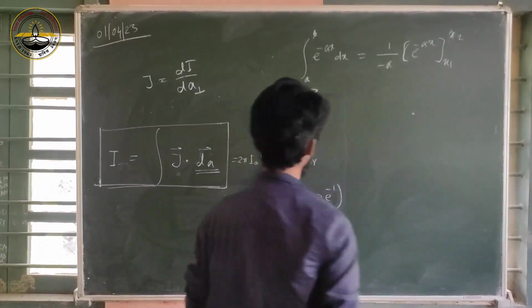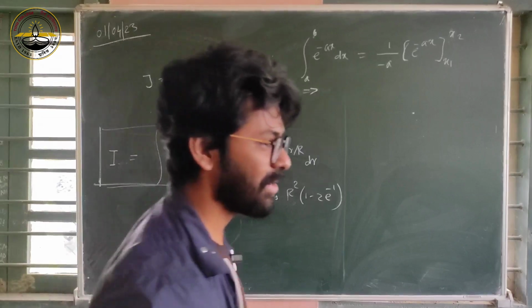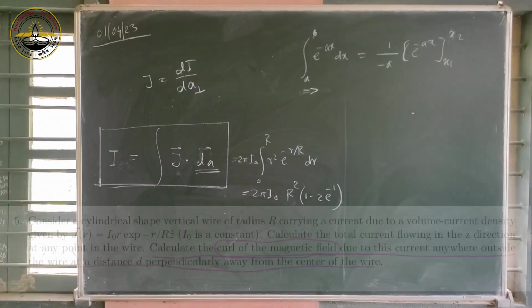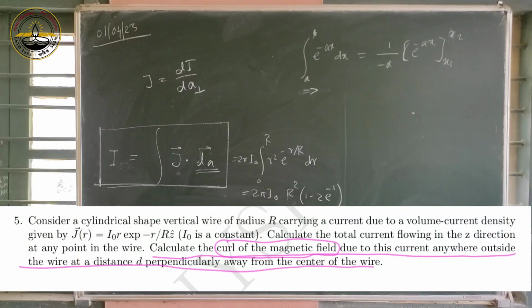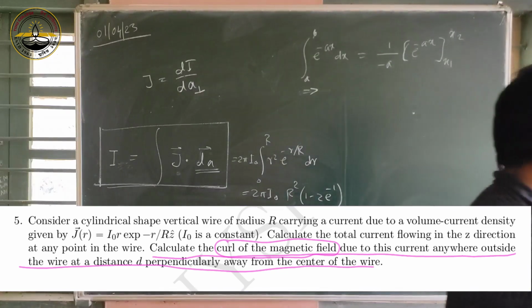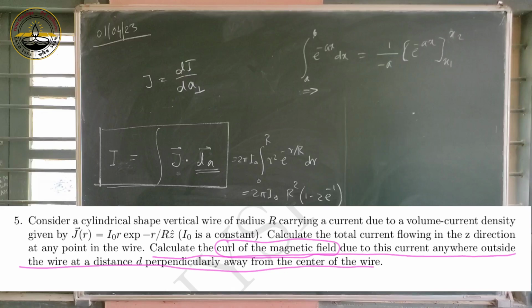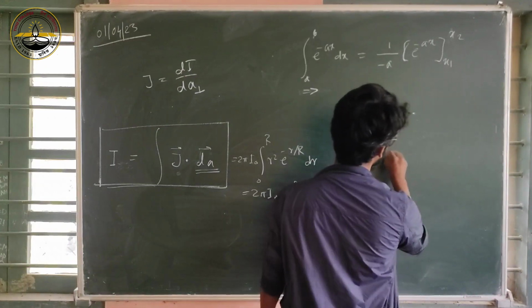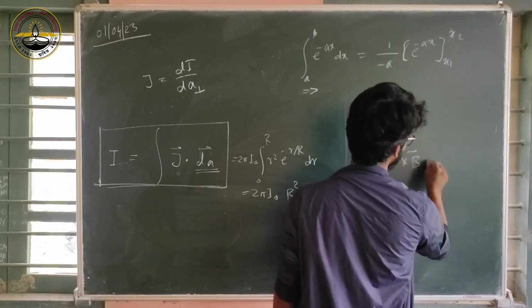Okay. Anyway, so this is your total current. And what other parts are there in the problem? This problem has another part: calculate the curl of the magnetic field due to this current anywhere outside the wire at a distance of d away from the center of the wire. It sounds long, but you already have answered. So, curl of magnetic field. What is curl of magnetic field?